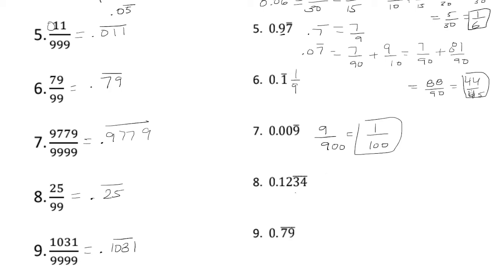Okay, for 8, we have 34 repeating, but we also have 0.12 in front of it. So first, let's just do the 34 repeating. That's 34 over 99. Then we want to shift it over 2 units, so we're going to add 2 zeros on the bottom. Okay, so I'm going to simplify this. Divide the top and the bottom by 2. So 34 divided by 2 is 17, and then 9900 divided by 2 is 4950.